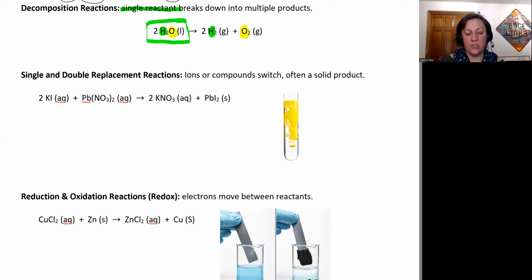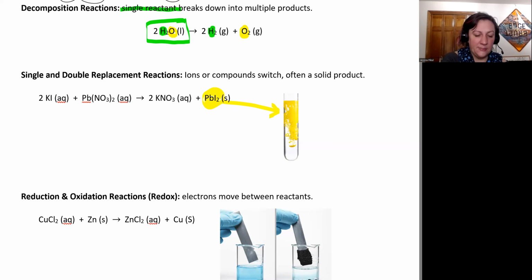So I put my favorite one here, where you bring together potassium iodide and lead nitrate, which are both clear solutions. And when you mix them together, suddenly a bright yellow solid appears. And that's the lead iodide right here. So this lead iodide is the solid that you're seeing in the test tube. And it looks like magic when it forms, which is why I think they're such fun reactions.